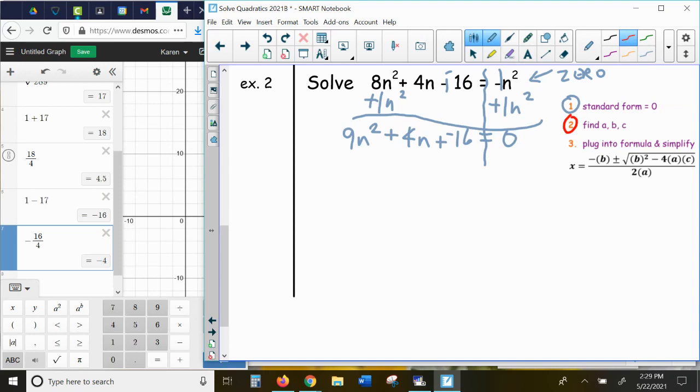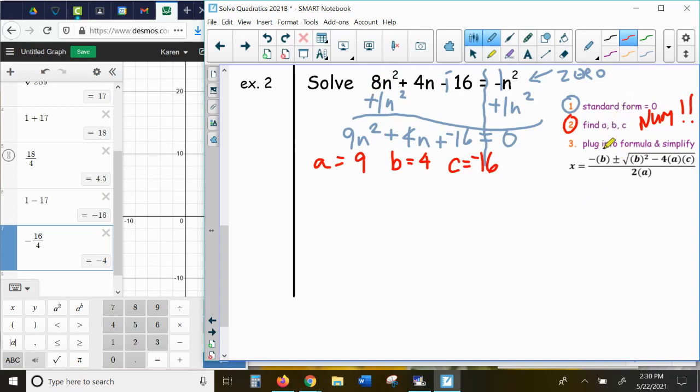Step 2, I'm going to identify my ABC. So remember, ABC are just numbers. Numbers only. So I'm talking about my A is equal to 9. My B is equal to 4. And my C is equal to -16. Good thing I did my preparing step, so I knew that that was negative. Now look, if you try to find your ABC from this original one, I would be probably writing 8. And could you imagine doing this whole formula and having an 8 instead of a 9? That would be a mess.